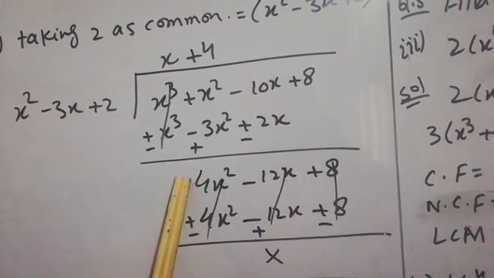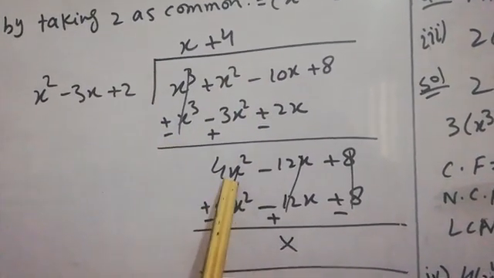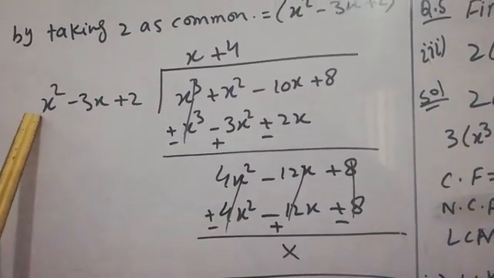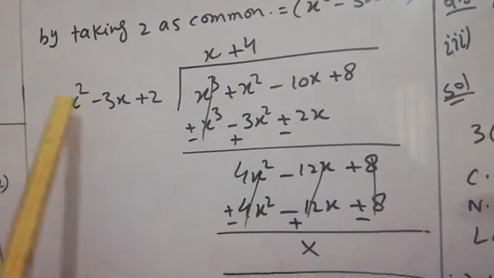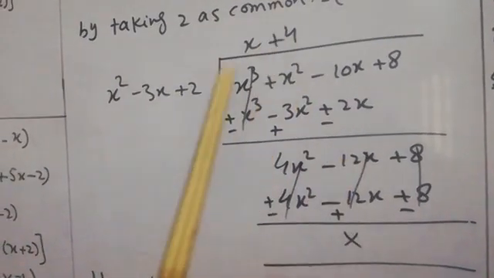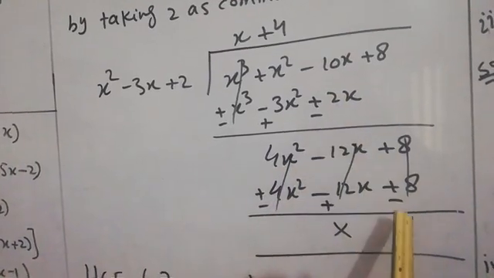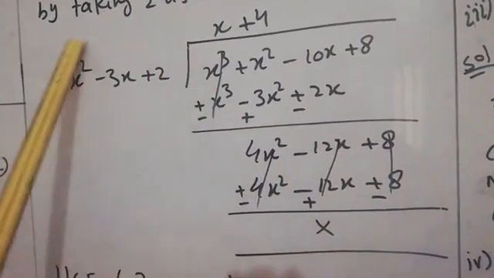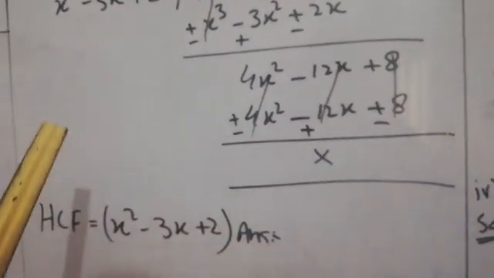The sign is positive, so put a positive sign here, and after that you can see that there is 4, so we will multiply this expression by 4 and we get 4x square minus 4 3s are 12x plus 4 2s are 8. We will write all the values, all values will be cancelled with each other, so the HCF is the last divisor, which is x square minus 3x plus 2. This is the answer.